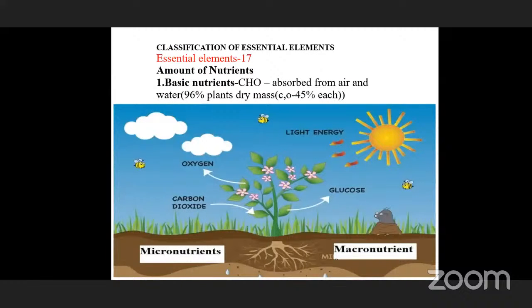Next, classification of essential elements. These 17 essential elements are classified into different groups. One is based on the amount of nutrients, how much of the nutrients are required by the plant. They are classified into four types actually: basic, macro, micro, and ultra.